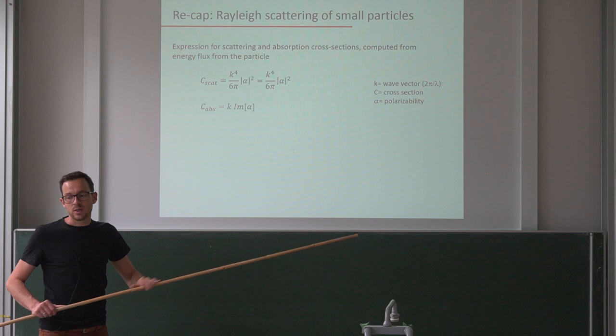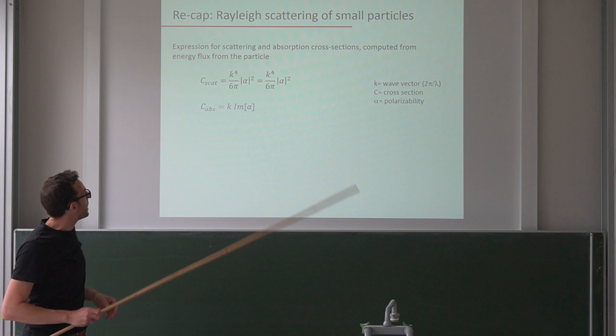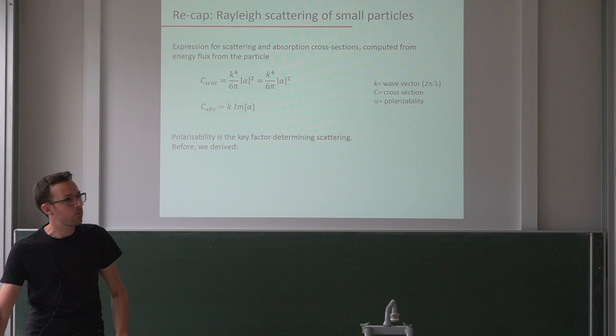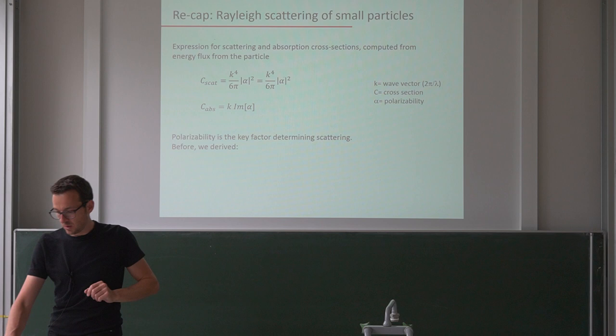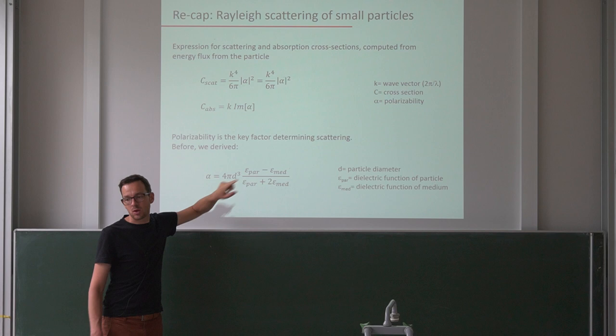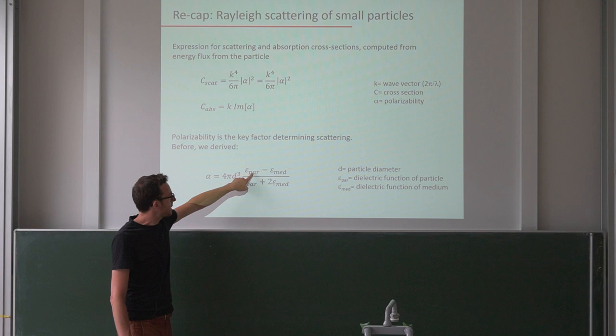So how much light intensity is going out of the particle? That is described by this function here. We see it's a function of alpha. The absorption is also a function of the imaginary part of alpha. And then we derived an expression for this alpha, which is the polarizability of the material. We saw that alpha can be derived as 4 pi d, where d is the diameter of the particle, times this expression that includes the dielectric functions, or the refractive indices, of the particle and of the medium.